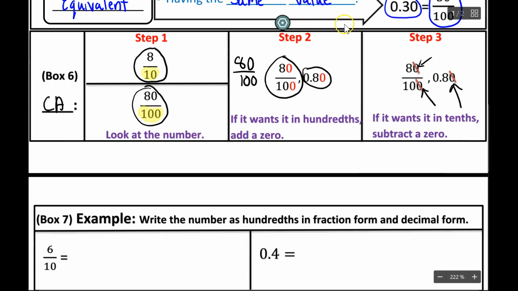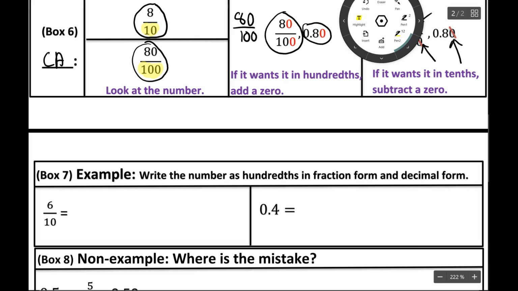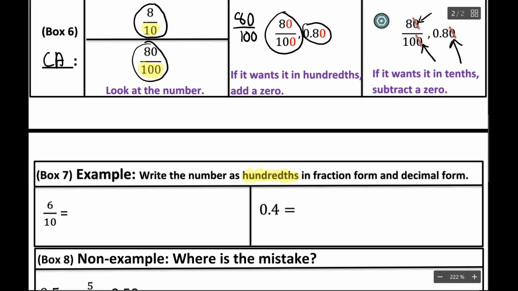Alrighty. Let's go check out some example problems. Going into Box 7, write the number as hundredths in fraction form and decimal form. So again, I have to be very clear as I'm reading these instructions, okay, because it does say hundredths, right? It wants it in hundredths. So that tells me what I need to change it to. So I have a fraction right here. I have 6/10, okay, and that 10 right there tells me that I need to convert it into hundredths. So again, step 1, I looked at the number. Now step 2 says if it wants it in hundredths, I simply add a 0. Okay, but remember, I need to add a 0 in fraction form and in decimal form, okay?